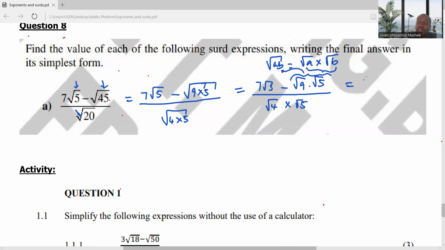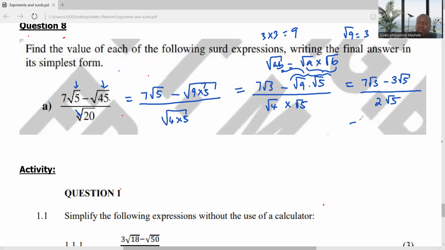And this will give us 7 root 5. What is root 9? Root 9 is the same as 3. Why? Because 3 times 3 is 9, which means the square root of 9 will be 3. So this will be 3. Root 5 will give us a decimal, so we leave it as root 5. What is root 4? Root 4 is 2. So it will be 2 multiplied by root 5.